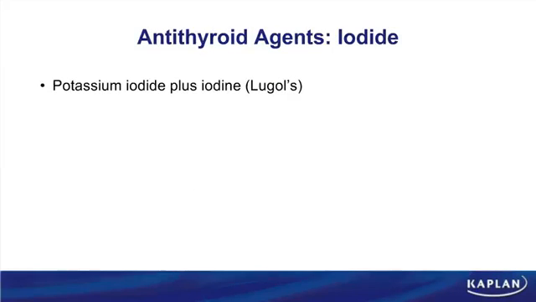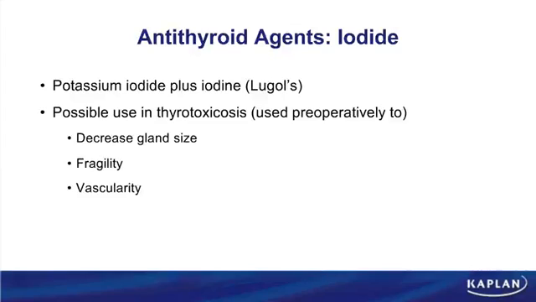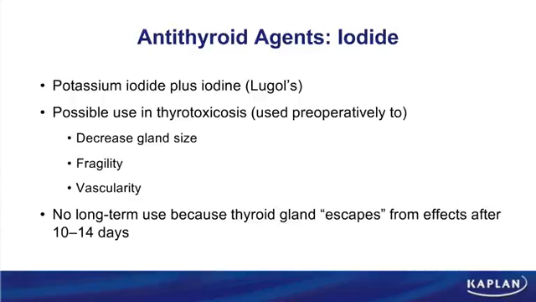Occasionally you can use iodide in the form of potassium iodide plus iodine. We call that Lugol's solution, and this is sometimes used in thyrotoxicosis. The problem with Lugol's solution is that the thyroid gland does not respond to this drug after about 10 days, so it's only used short term.